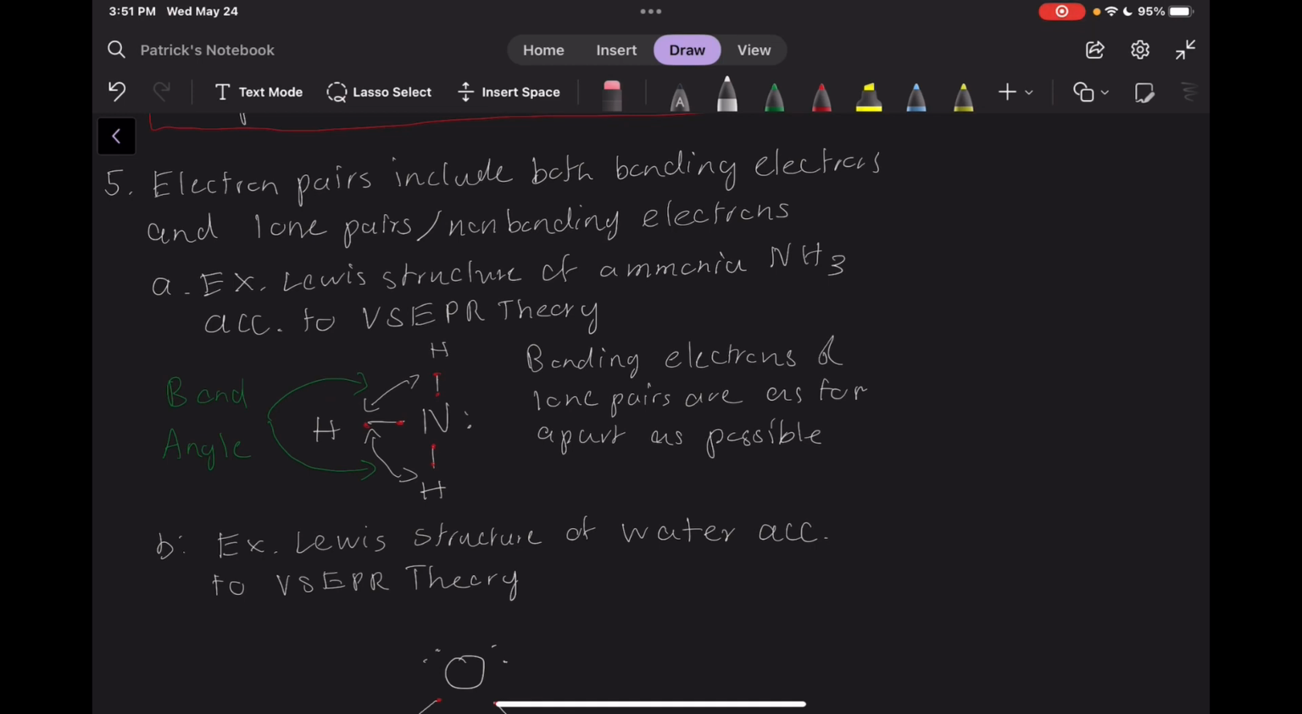VSEPR theory also predicts the angle between the bonds that hold a molecule together, and this angle is referred to as the bond angle. In this case, there are two bond angles. One lies between the bond with the top hydrogen atom and the bond with the leftmost hydrogen atom, whereas the other one lies between the bond with the bottom hydrogen atom and the bond with the leftmost hydrogen atom. These two angles should be equal.